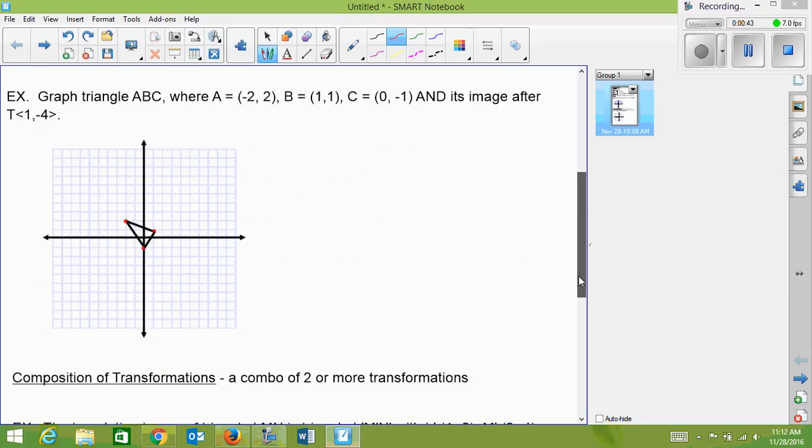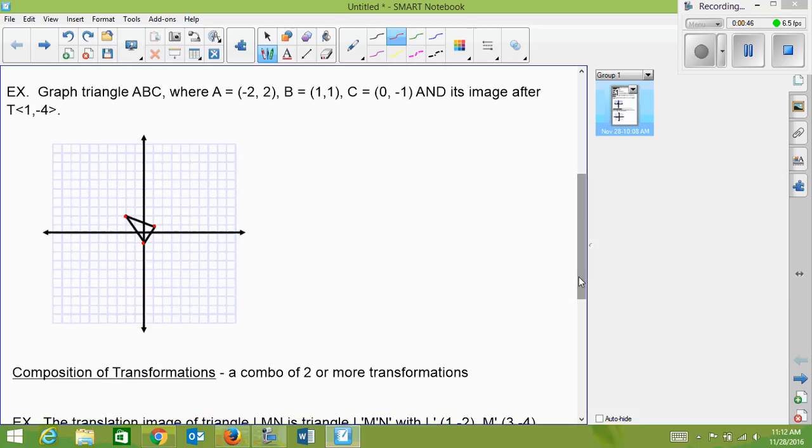For example, graph triangle ABC, which I have already done at those points, and then we want to graph also its image after the translation of 1, -4. The 1 is what happens to the x value, and the -4 is what happens to the y. So when you look at these, it's x, y, change in x, change in y, basically. Every x value is going to go 1 to the right. I know it's to the right because it's positive, and 4 down because it's a negative.